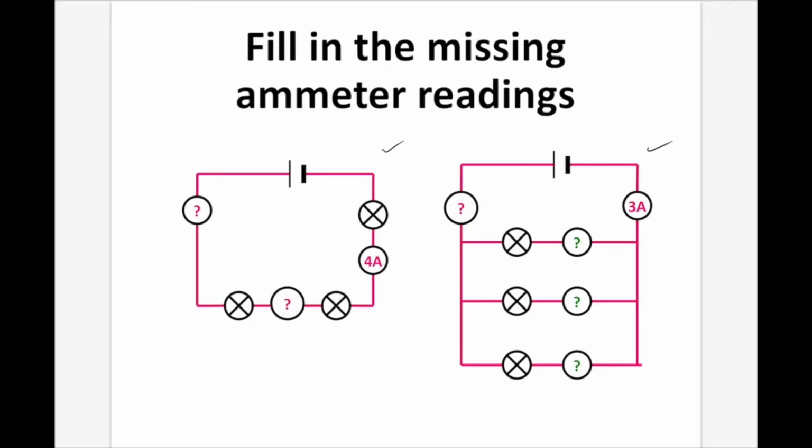Okay, you got your answer? Let's have a look. So let's start with the series circuit here on the left. We're told that there are 4 amps right here at this first point. Since it's a series circuit, every point along the circuit is going to have 4 amps. So we're going to have 4 amps there and 4 amps there.